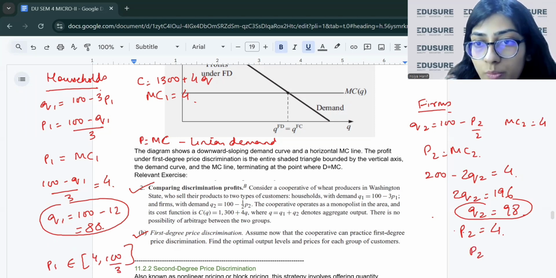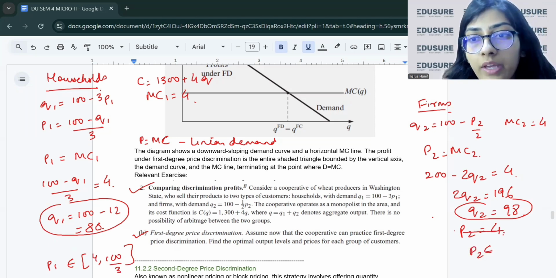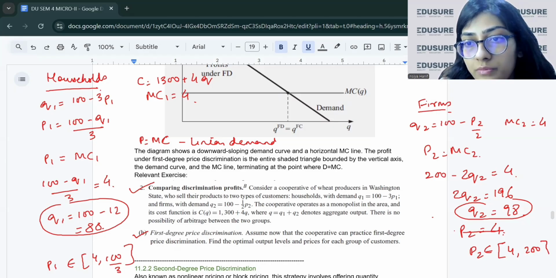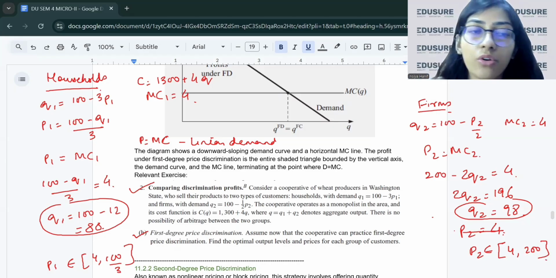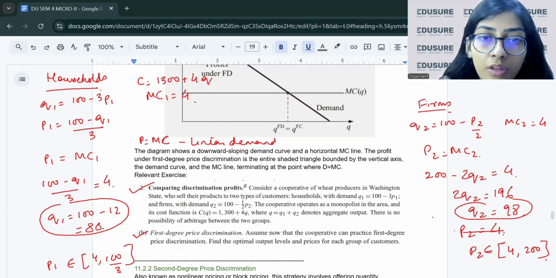And P2, again, this would be incomplete to write. This we can write, P2 will belong anywhere from 4 to 200. Okay, because 200 is the maximum point on the demand curve, right? The highest point on the demand curve. Similarly, for P1 also, 100 by 3 is the maximum point on the demand curve. Okay, so that is your first degree price discrimination.